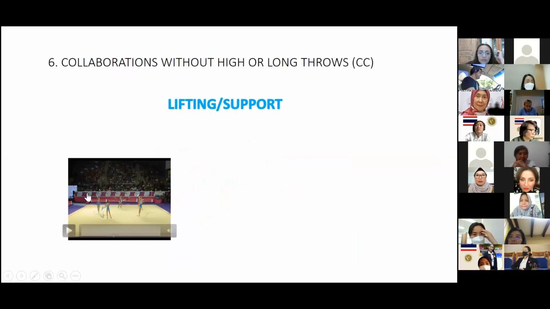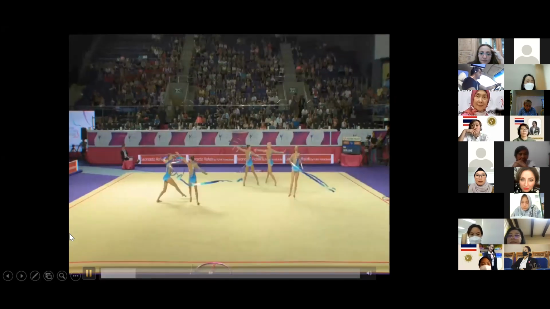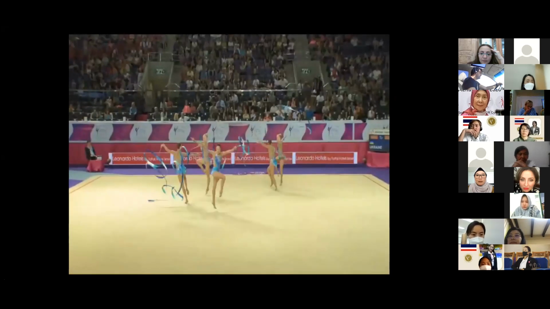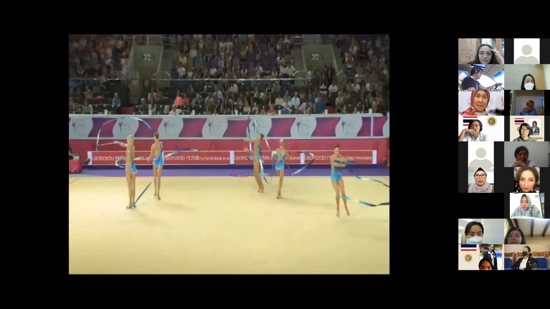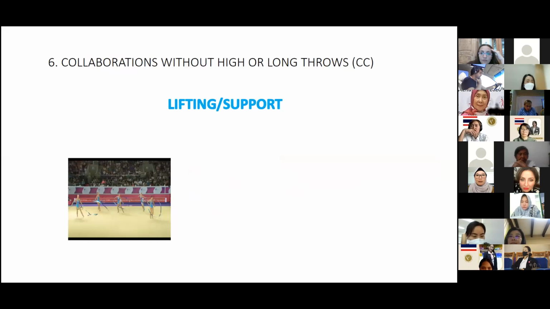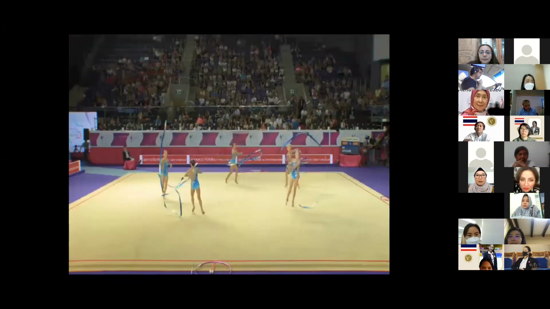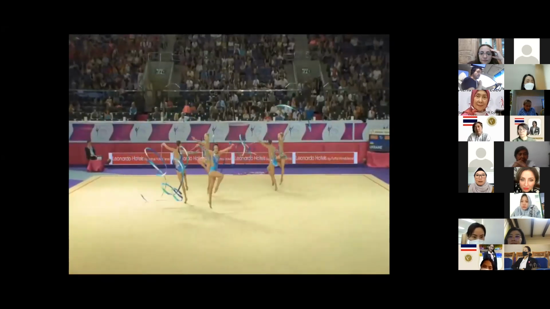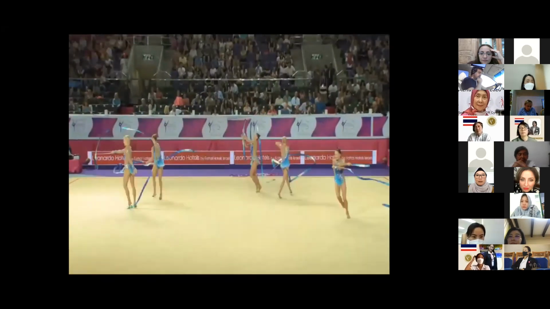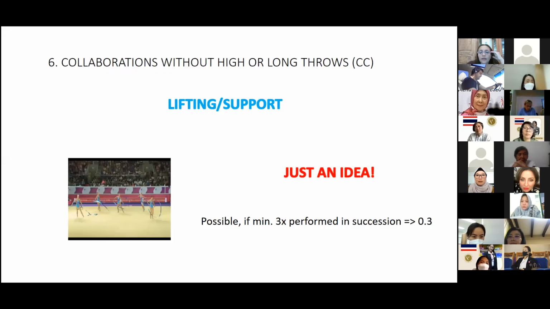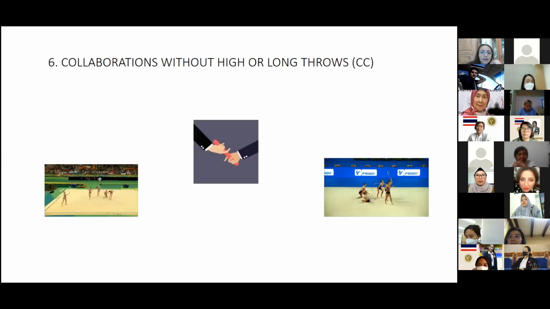Lifting or supporting. This is also an example only, but not limited. Okay, 5 gymnasts must participate. It's just an idea. It's also possible if minimum 3 performed in succession. We have the transmissions.